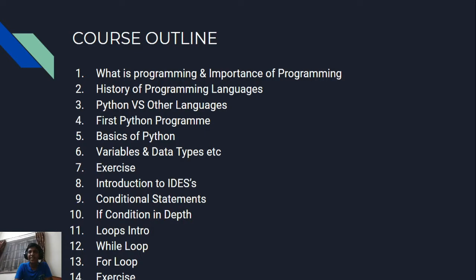Like there are many languages like C, C++, Java, jQuery, and something like Swift or even Kotlin. There are many languages, but in that video I explain why I chose Python. And the fourth one is the first Python program. We're going to be doing a Python program, the first one, and basics of Python and variables and data types.